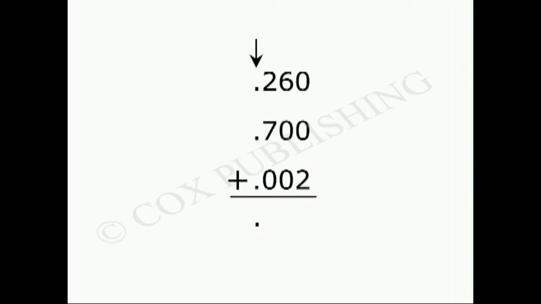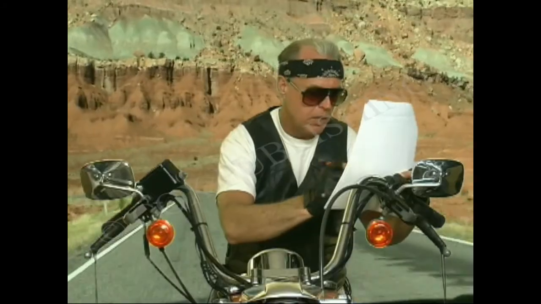You can add zeros to fill in the empty places in your decimal numbers if you want to make it easier to keep your columns straight. The first column adds to 2, the second column adds to 6, and the third column adds to 9. So when you add these three numbers together, you get 962 thousandths. Now how would you add these three numbers together, Irving?